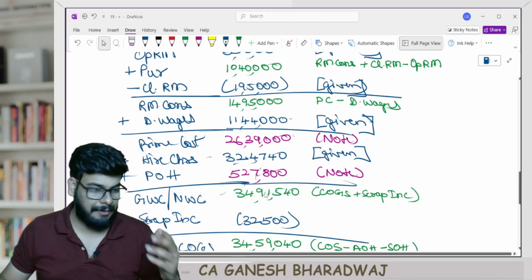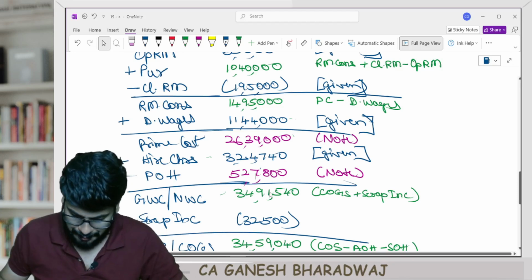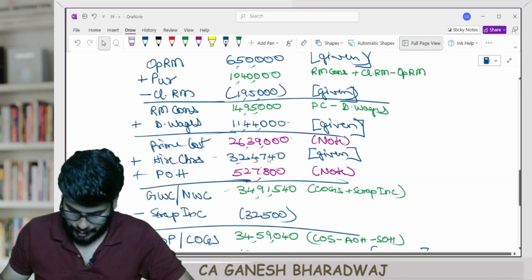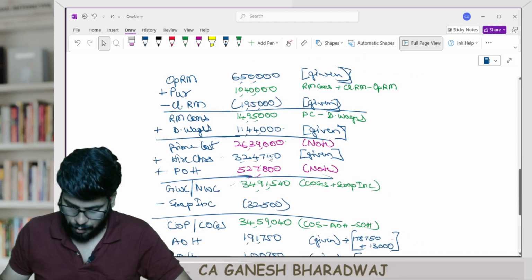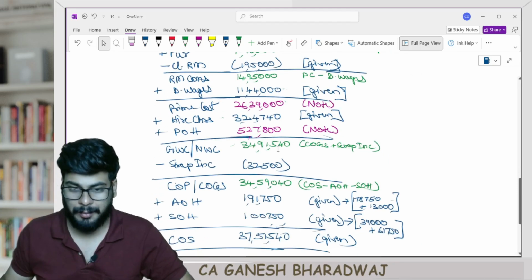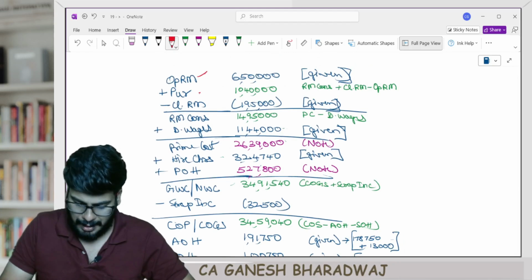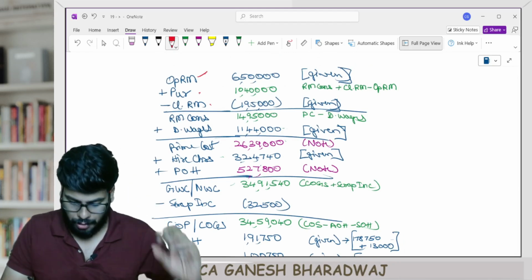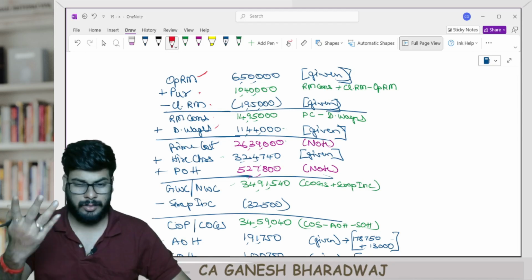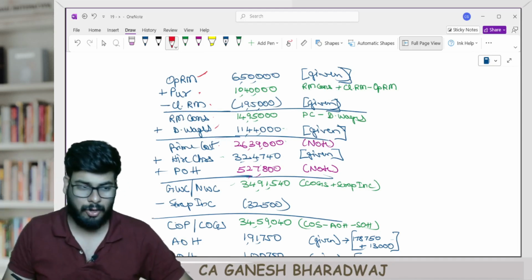So now you just have the question with you. Now what have they given in this particular question? I have just written down the format of the cost sheet, which is opening stock of raw material plus purchase minus closing stock, which gives you raw material consumed. Add direct wages, no direct expenses here. That gives you prime cost.